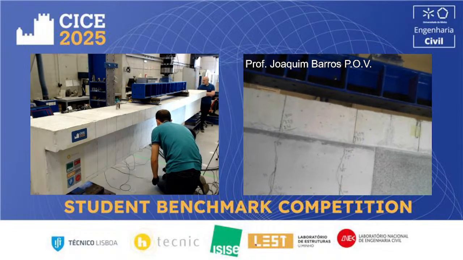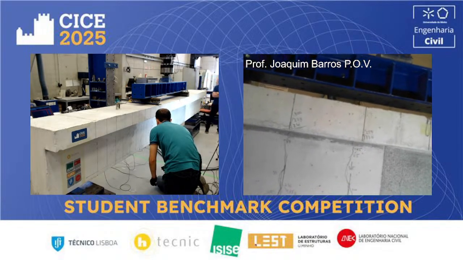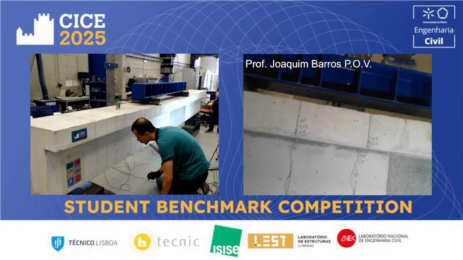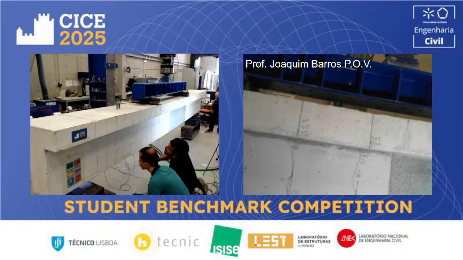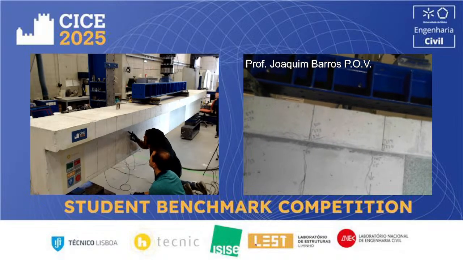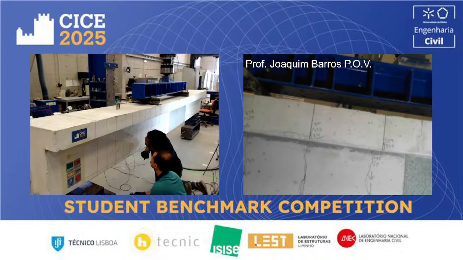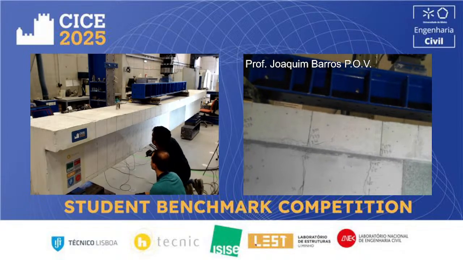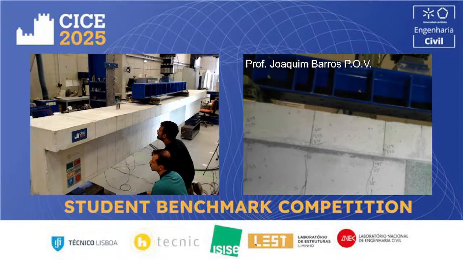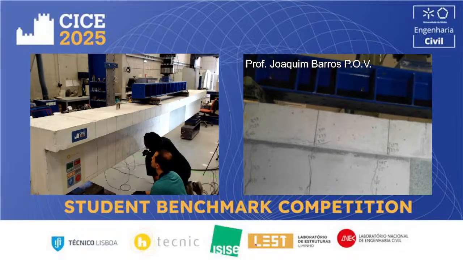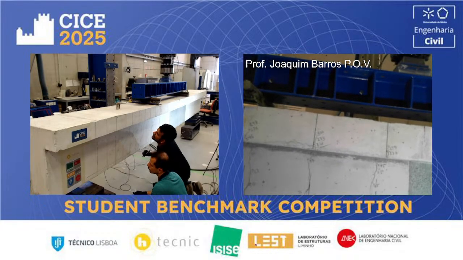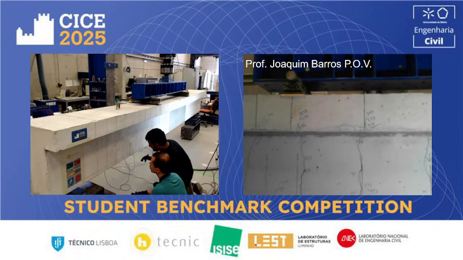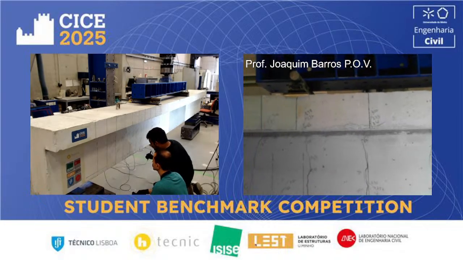Secondary cracks are being formed at this stage due to the bond phenomena. So the bond of the flexural reinforcement is transferring tensile stress by bond to the surrounding concrete, and consequently new cracks are being formed.